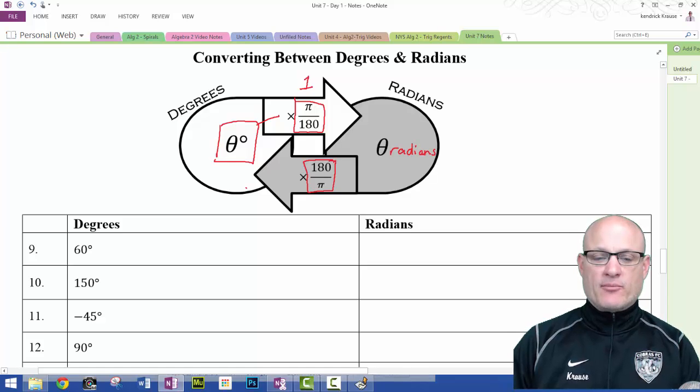Here's how I like to remember it. If you're in degrees, you don't have a pi. You need a pi, so pi's got to go in the numerator. You're multiplying it. When we get rid of things is when we divide by them. And so if I'm in radians and I want to convert back to degrees, I've got to get rid of pi. The only way to get rid of pi is to divide by pi. That's how I try to remember it.